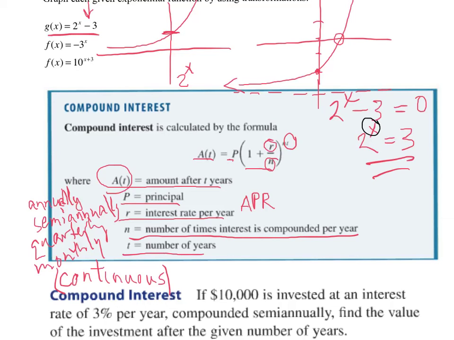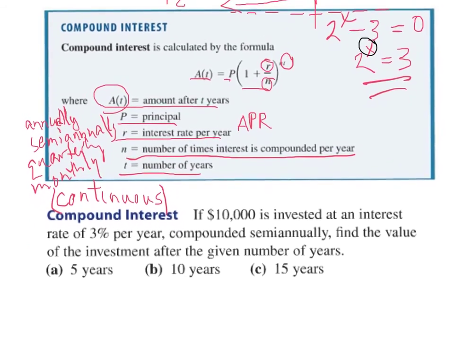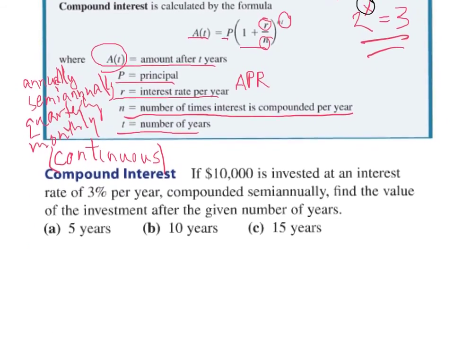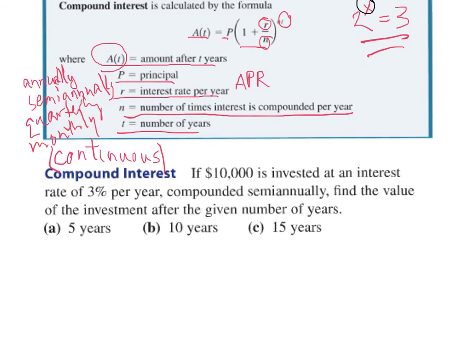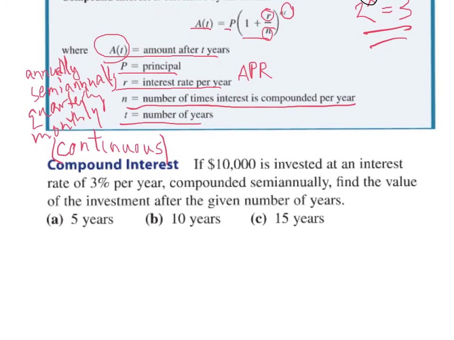So it's just a matter of substituting the numbers into this formula, and I recommend strongly that you use a calculator, but I also recommend that you do a little simplifying before you put the numbers into the calculator. So I'll show you what I mean by working this problem with you here. If $10,000 is invested at an interest rate of 3% per year, compounded semi-annually, we want the value of the investment after 5 years. So we're given every variable except A of t, and A of t is the amount we can find.